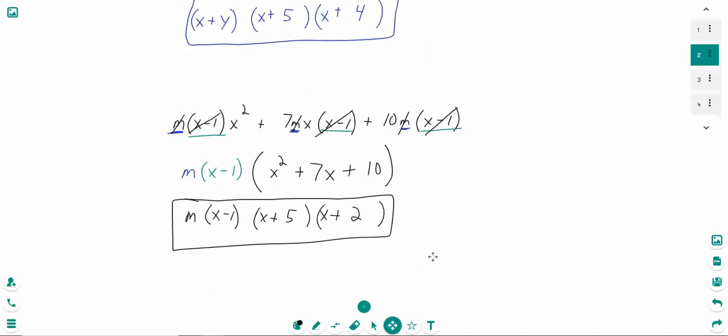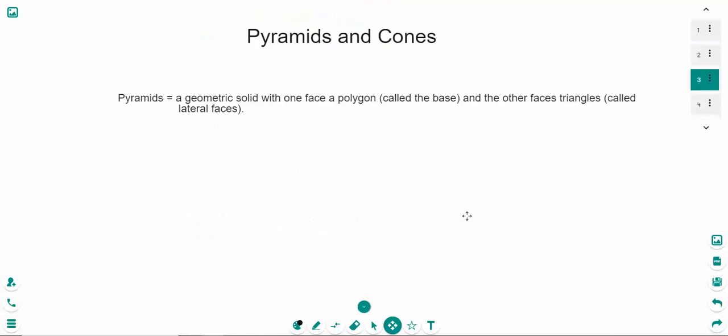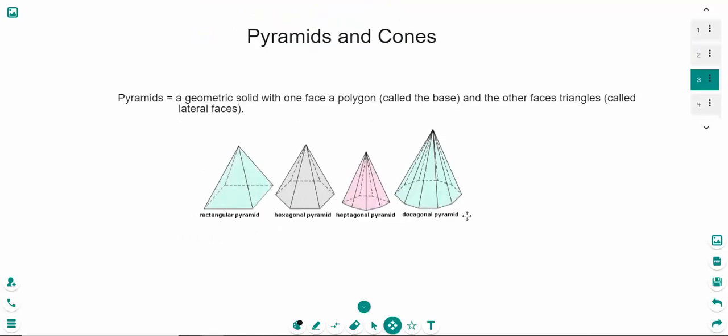Now, let's move on from here and look at the second part of our lesson today, which is pyramids and cones. All right. They go into a lot of depth in this section in the book. We're going to try to kind of simplify things a little bit. Primarily, what they're trying to get across to you is how to find the volume and the surface area for pyramids and cones. All right, so let's get some definitions out of the way.